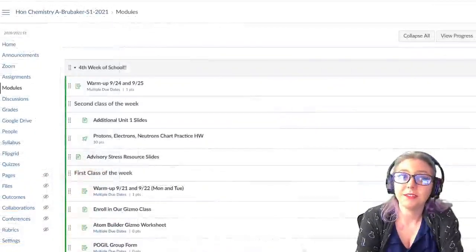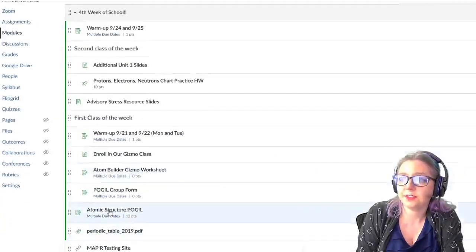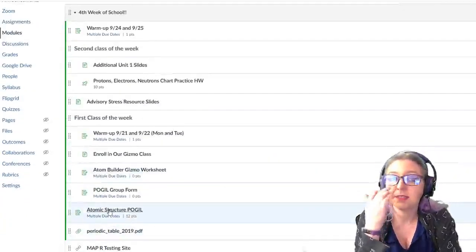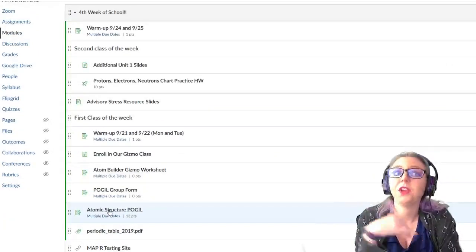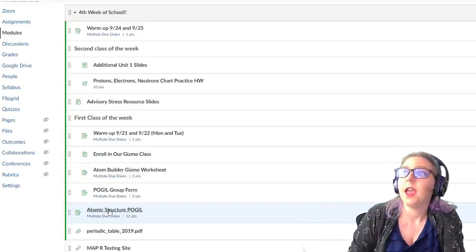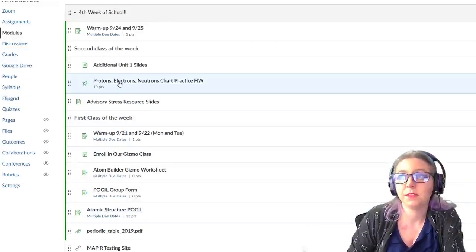Your homework this weekend is to finish your POGL. So it's still the same POGL from the first class of the week, Atomic Structure POGL. Remember, I ask that you please submit it before you finish it and then resubmit it by next Tuesday or Wednesday. And then you have your protons, electrons, neutrons chart practice homework.